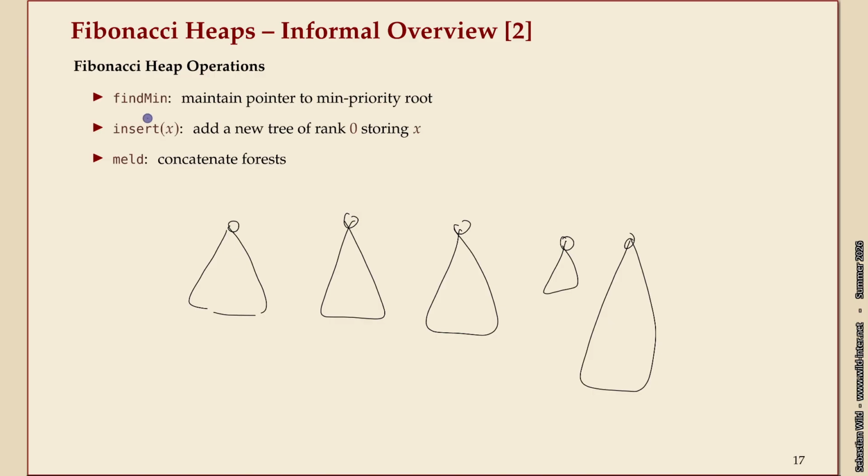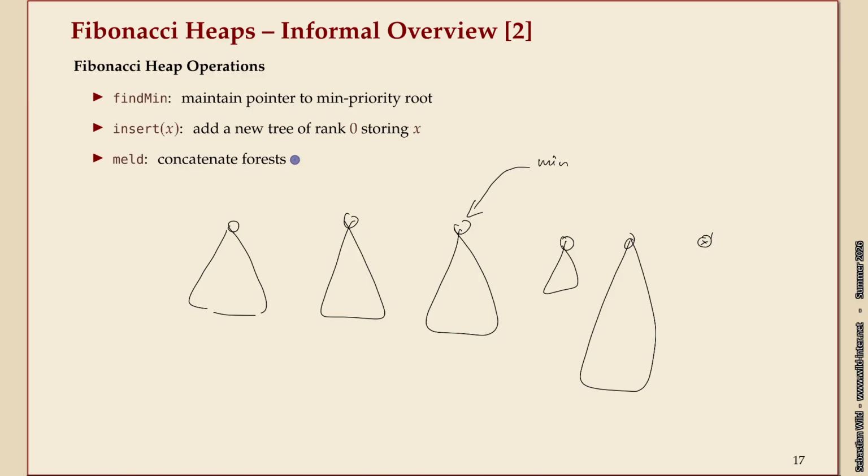For find min, as I said, we maintain one pointer that tells us which of the roots is currently the smallest. And you'll see that for the other operations, you can always maintain this. Insert x adds a new element x as a single mini tree to the data structure. First point here, if x is smaller than the current min, min points now to x. Easy. If not, then min stays.